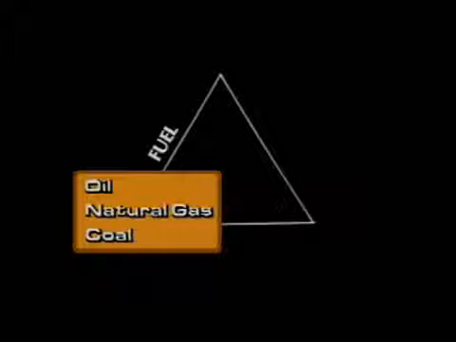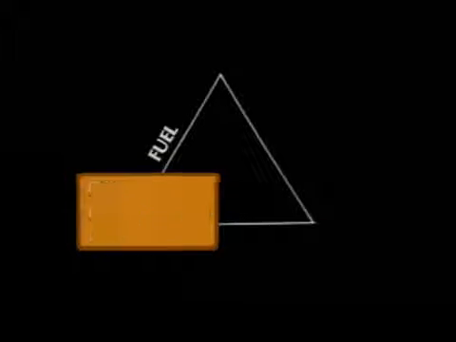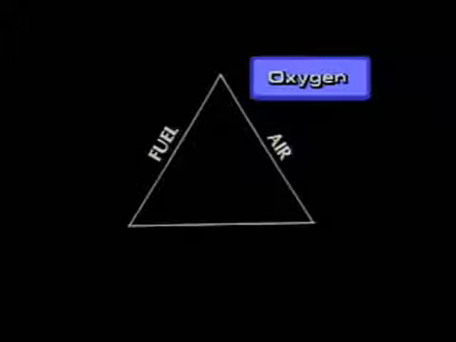To generate the heat, boilers rely on the process of combustion. That is, they burn fuel to provide the heat required. In simple terms, there are four requirements for combustion, which we'll illustrate on a combustion triangle. One requirement is fuel. Most boilers burn oil, natural gas, or coal. The second requirement is air. More specifically, air contains the oxygen needed for combustion.